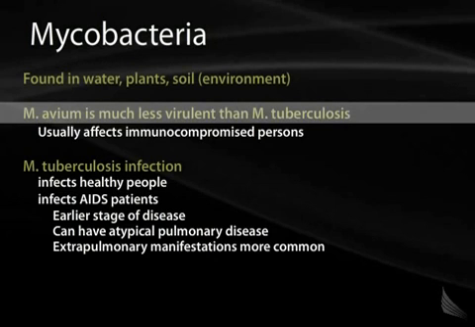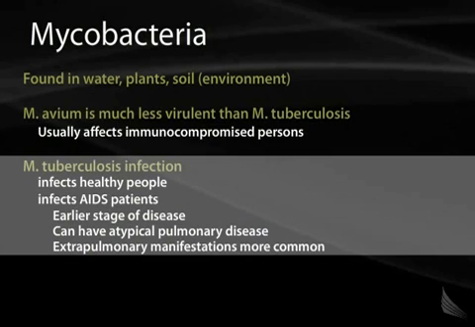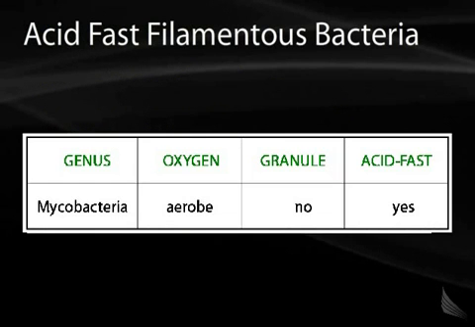Mycobacterium avium is much less virulent than Mycobacterium tuberculosis, and so you have to be immunocompromised in order to get infected with it. Like we said, Mycobacterium tuberculosis will infect healthy people, and more so in AIDS patients, at an earlier stage of disease, and they can have atypical pulmonary disease, and extrapulmonary manifestations are more common. The acid-fast filamentous bacteria include Mycobacteria. They are all aerobes, they don't form granules, and they are all acid-fast, as this table shows.